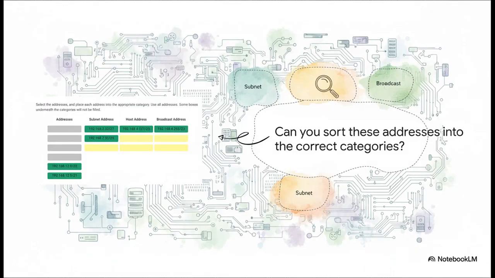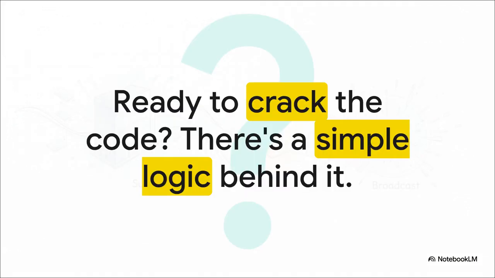Here's our challenge for today. We've got this list of IP addresses, and you'll notice each one has that slash and a number at the end. Our job? To figure out where each one belongs. Are they subnet addresses, host addresses, or broadcast addresses? Let's sort them out.